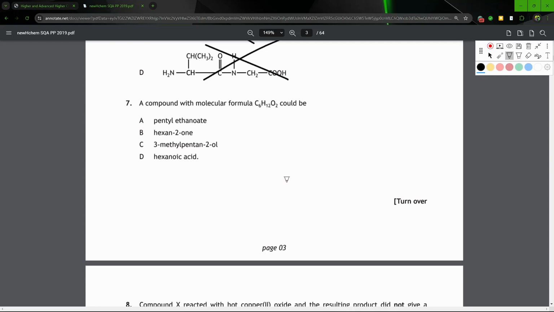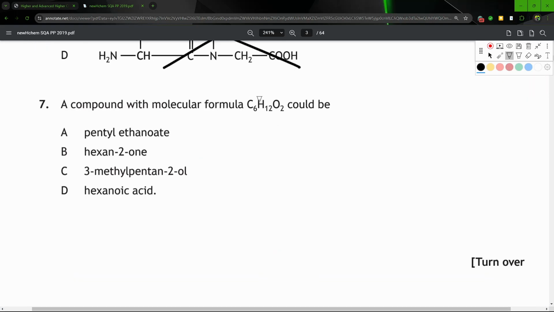Move on to 7. So a compound with a molecular formula C6H12O2 could be what? We'll start with the easy stuff. Let's have a look through here and count up all the different carbon atoms. Pentyl ethanoate: pent means 5, ethanoate means 2, which means the total will be 7, so it can't be A. Hexanone, that makes sense. That's 6, so this could be it. Methylpentanol, that's 1 and 5, so yeah, it can be 6. And hexanoic acid also could be 6 as well.